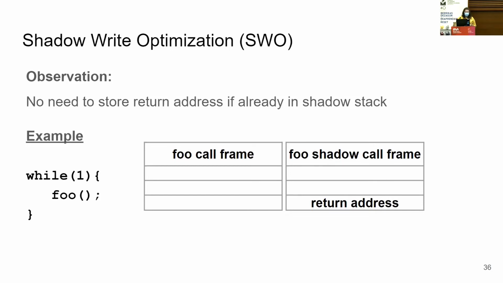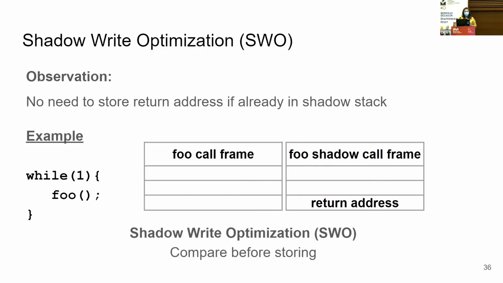So we leverage this observation, and all we need to do is add a comparison before storing. And if the return address is already there, we just avoid executing the 2 WRPKRU instructions.